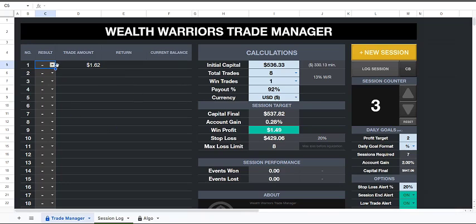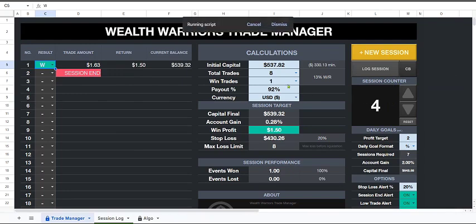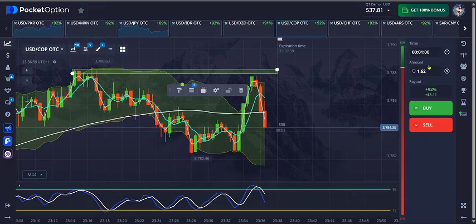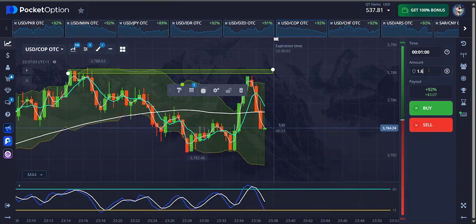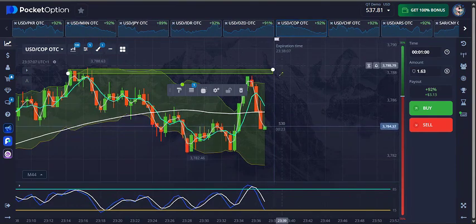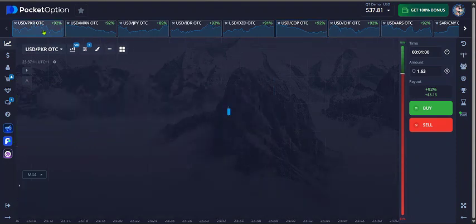and that is a win for us, guys. So we mark this as a win. So the session ends. All right. So now it is 3.63. So let's go. Let's look for another opportunity.